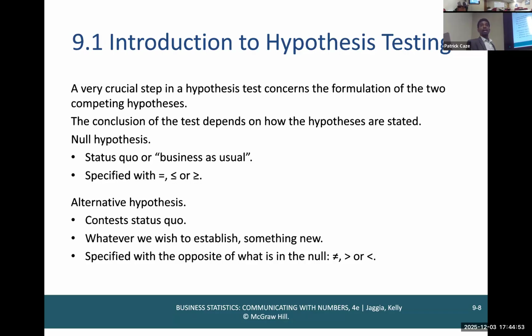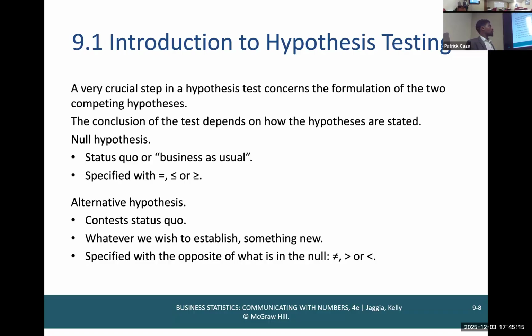We haven't stated whether it's below 65 or above 65, right? We're just saying that it's not 65, okay? And so we will use an equal sign, because we're just saying we don't know which direction it is. We're just saying that we don't think this null hypothesis is correct.